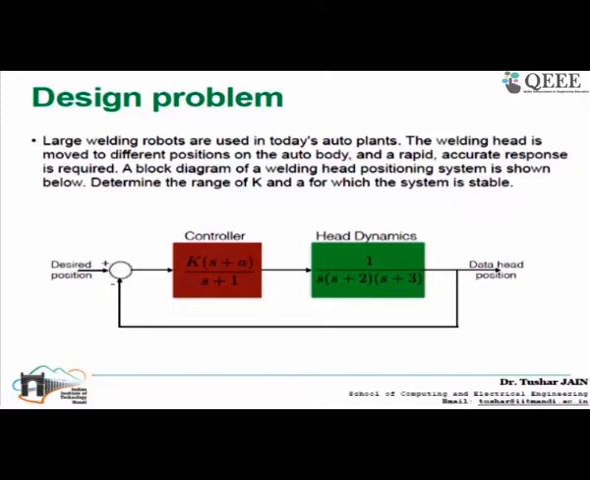We check with respect to the roots how the stability is going to be affected. Then later on we take into account other design specifications, which are basically the transient ones, the settling time, the, so here we will consider one design problem. Okay, what it says is that we have large welding robots which are used in today's auto plants. The welding head is moved to different positions on the auto body and a rapid accurate response is required.